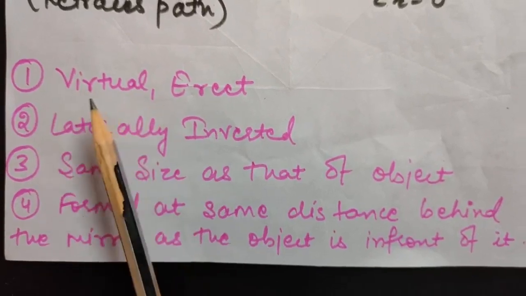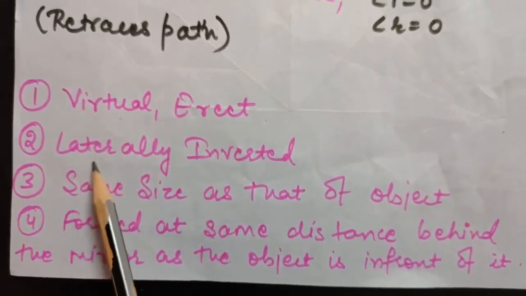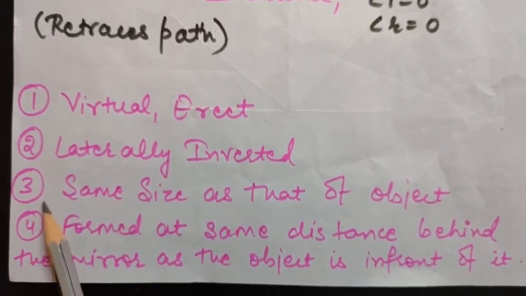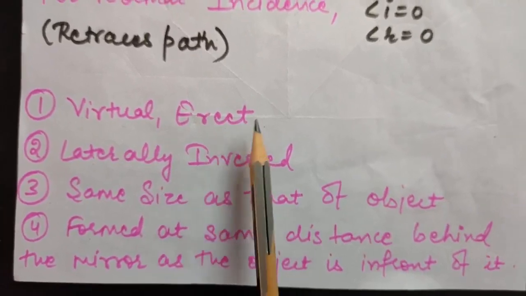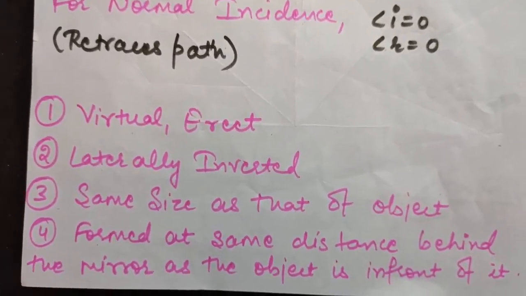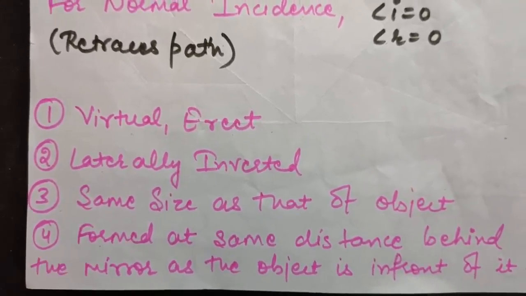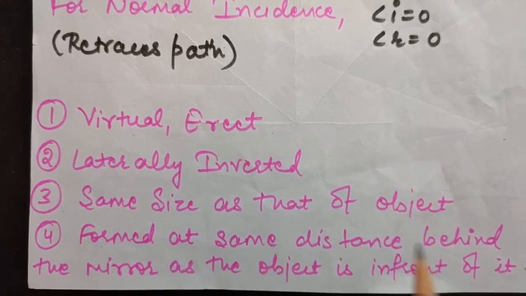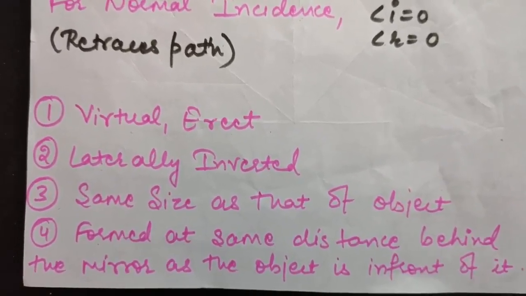First property is that the image is virtual and erect. Second is that it is laterally inverted. Third is that it is of the same size as that of the object. Now see, all these three things you see in real life as well whenever you stand in front of your mirror. Okay. Fourth and important property is that the image is formed at the same distance behind the mirror as the object is in front of it.